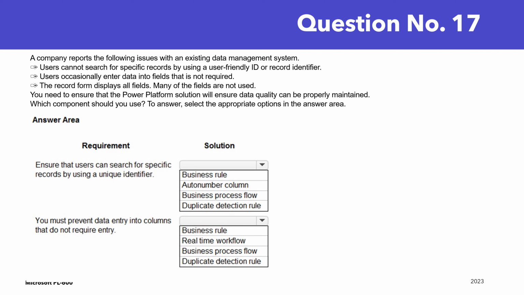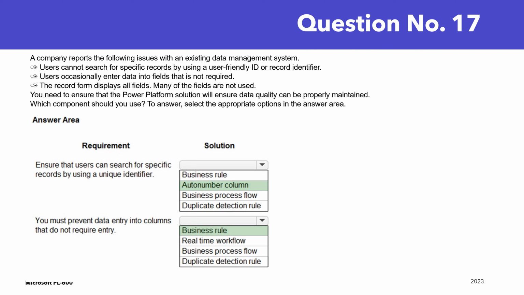A company reports the following issues with an existing data management system. Users cannot search for specific records by using a user-friendly ID or record identifier. Users occasionally enter data into fields that is not required. The record form displays all fields. Many of the fields are not used. You need to ensure that the Power Platform solution will ensure data quality can be properly maintained. Which component should you use? To answer, select the appropriate options in the answer area.